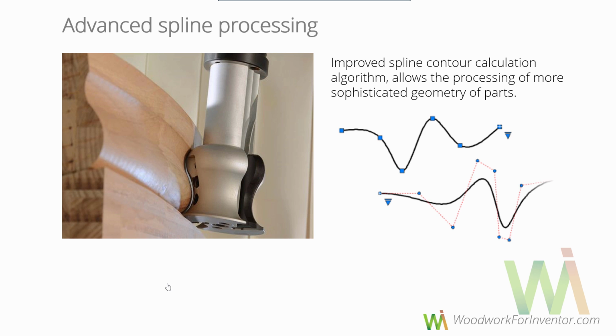So now we move to the next question. It's about contour processing. Nowadays, nobody can be impressed by straight contours. Therefore, more and more customers prefer to buy furniture with a more advanced shape, and in most cases this more advanced shape is achieved through the use of splines. Therefore, we improved our spline contour processing algorithm, and now our system can process more and more sophisticated geometry of the parts.